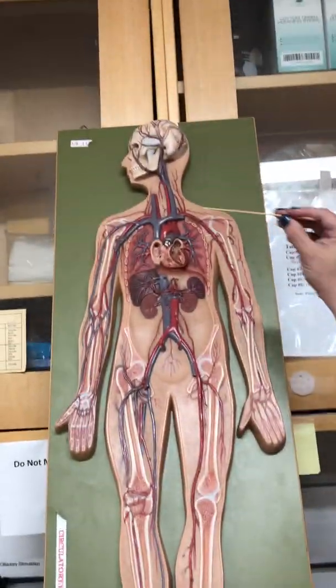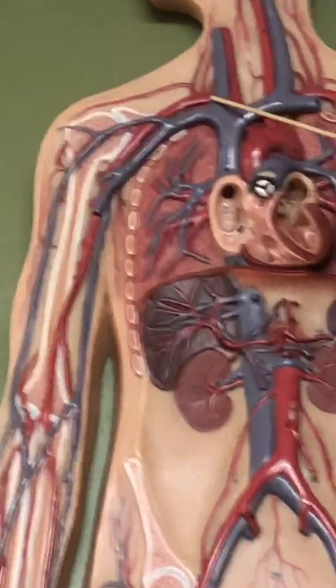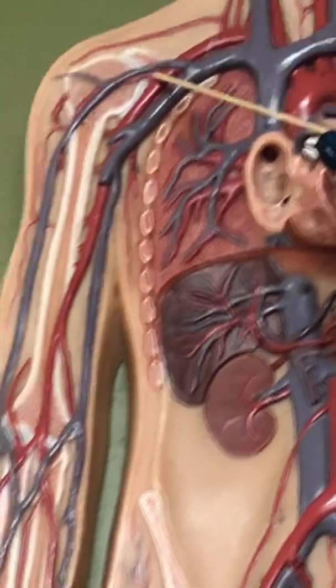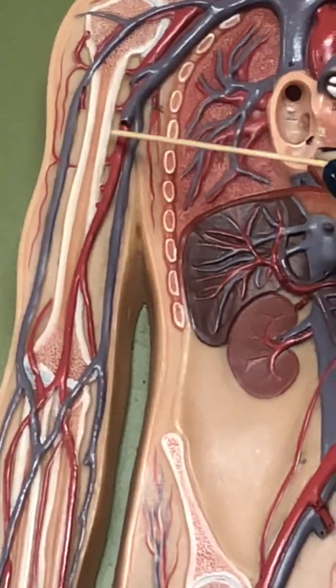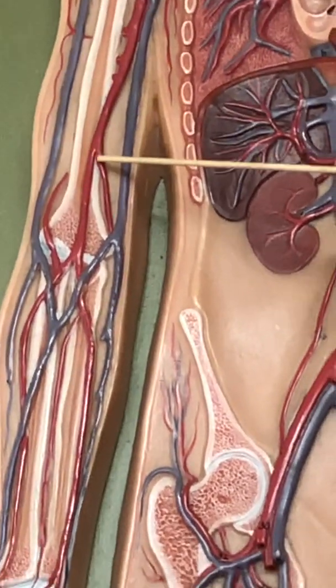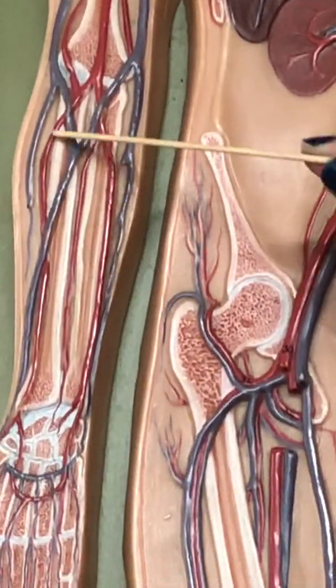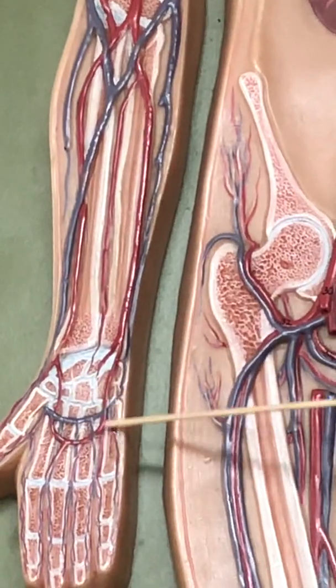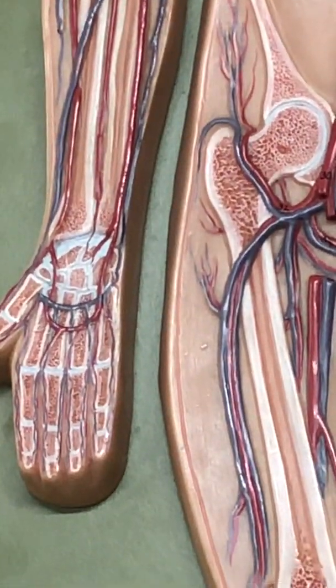For the arms, if we go up here, you can see subclavian going to axillary, from axillary to brachial, and from brachial to ulnar and radial, and then you have the arches, and then you have the digits.